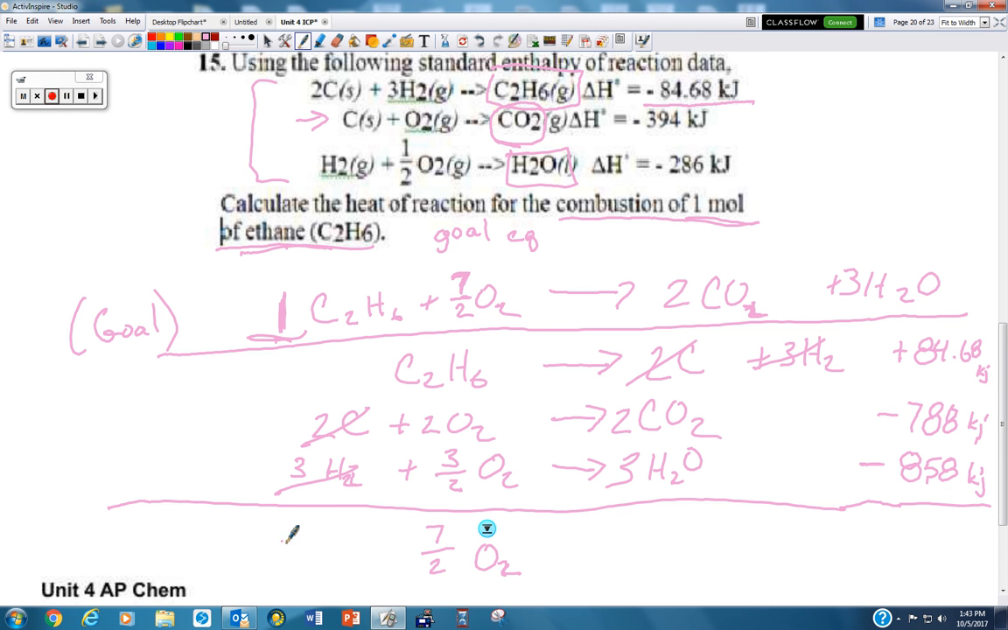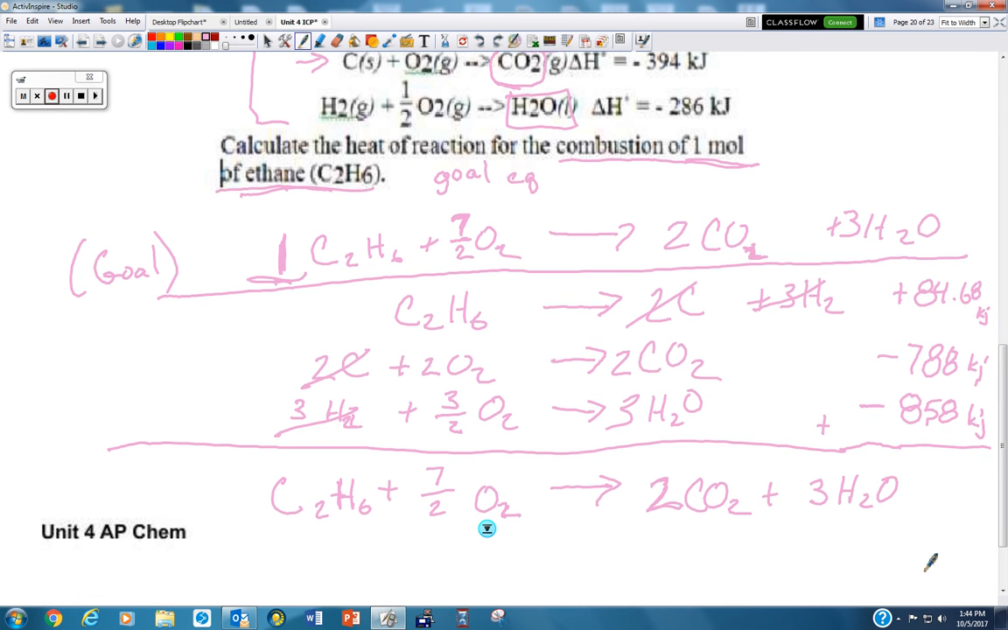So we're going to have C2H6 plus 7 halves O2 yields 2CO2 plus 3H2O. Looking at this equation, does it match our goal equation? Yes. Now, all you have to do at this part is add up this column of numbers, and that will give you your heat of reaction.